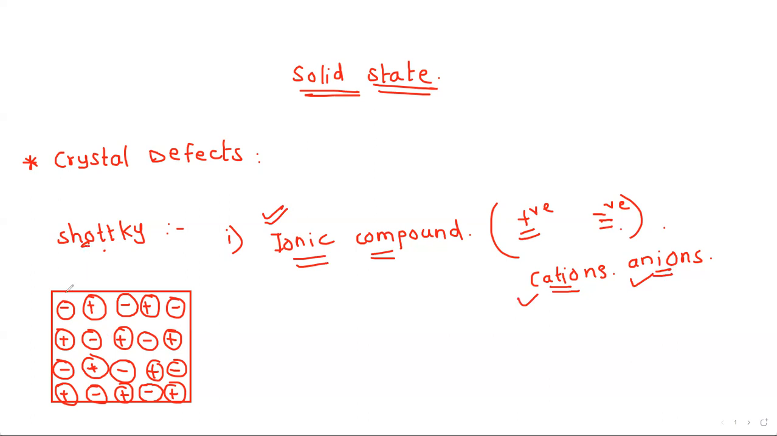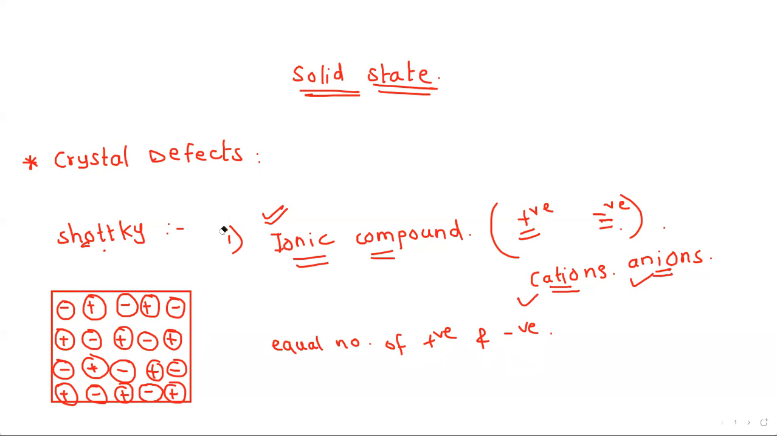Now, what is actually a Schottky defect? Basically, an equal number of cations and anions are missing. Cations means positively charged and anions means negatively charged. So if an equal number of cations and anions are missing from their regular sites in the crystal, creating vacancies, it is called a Schottky defect.